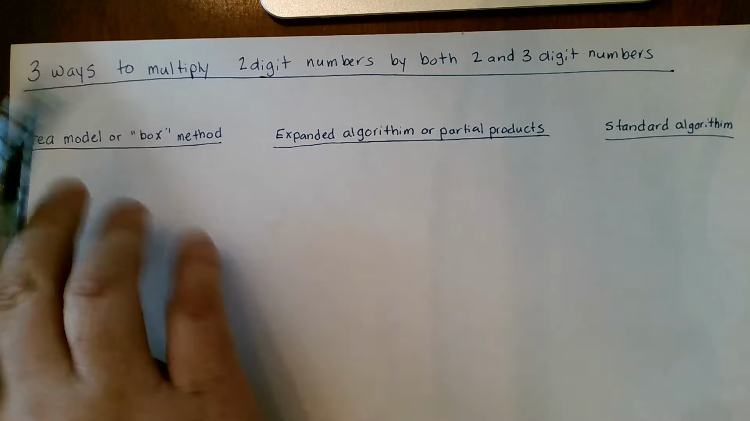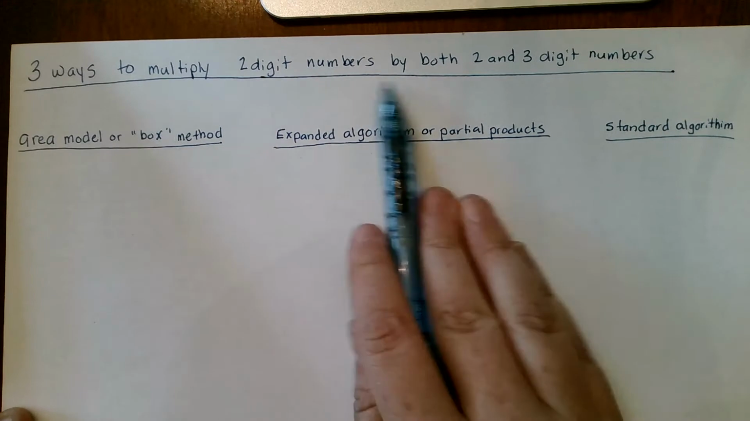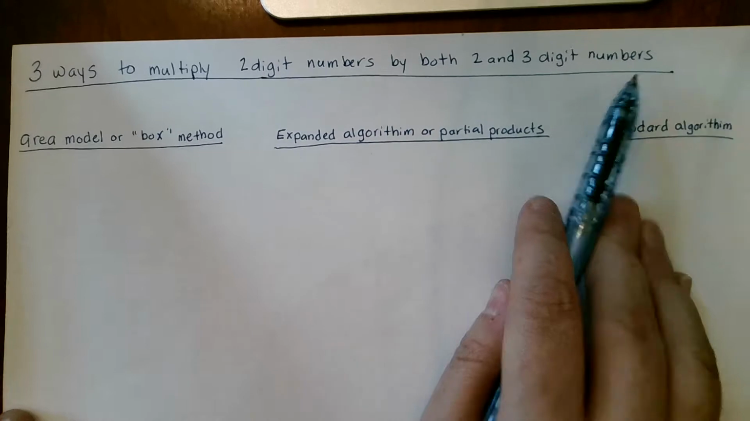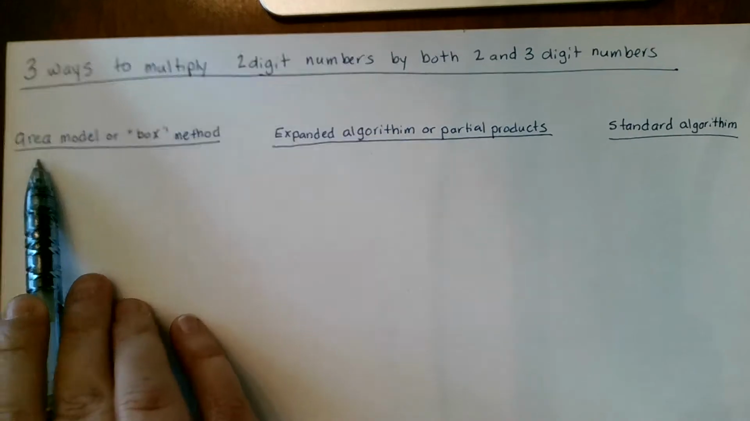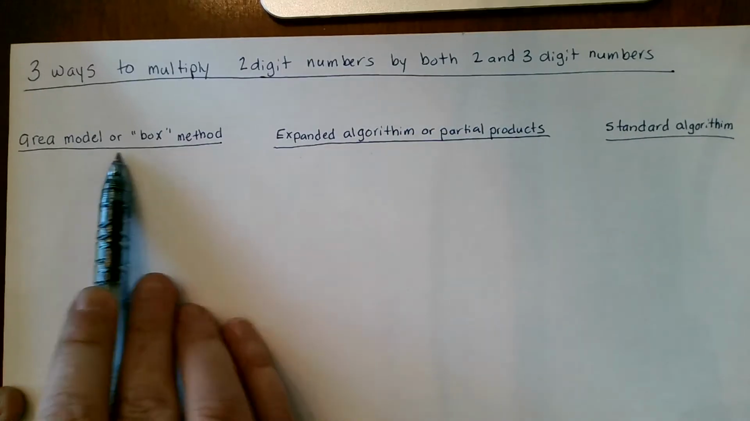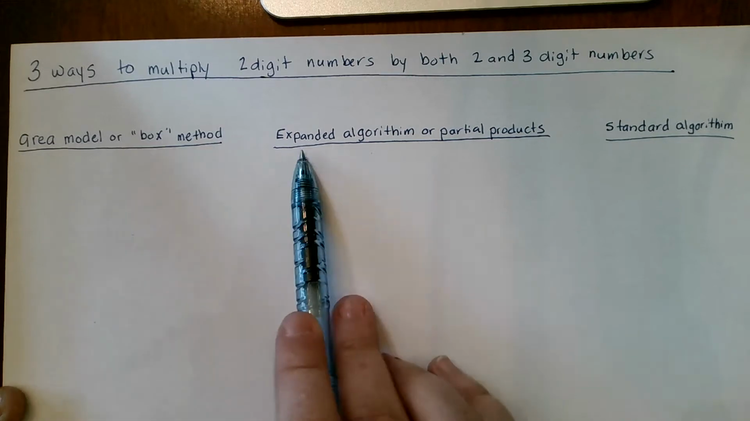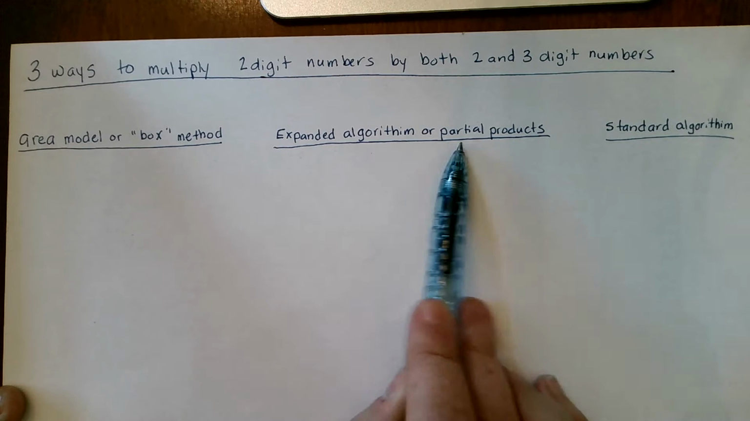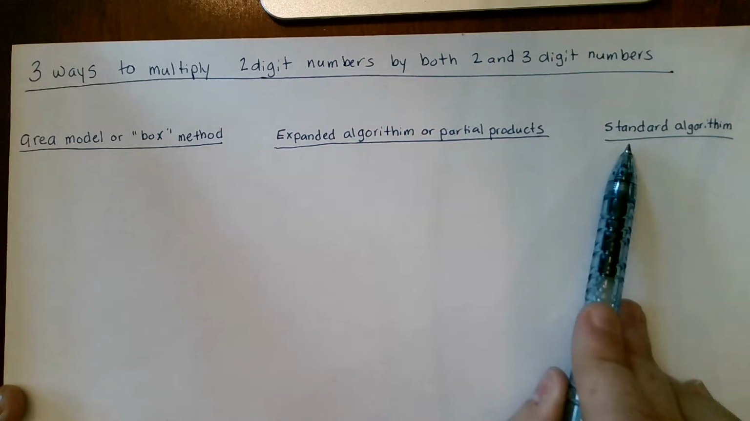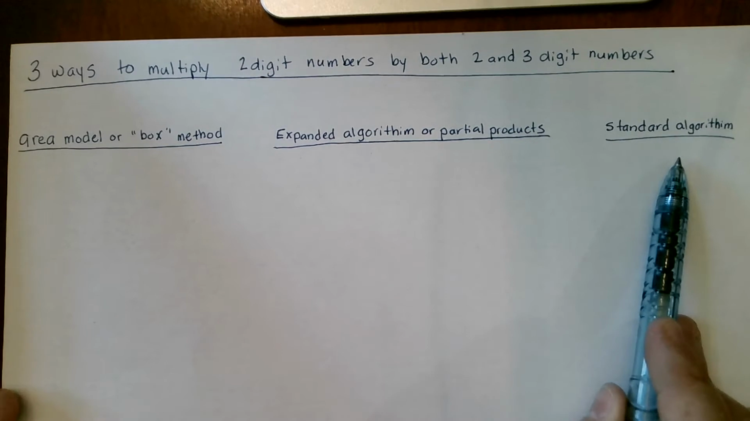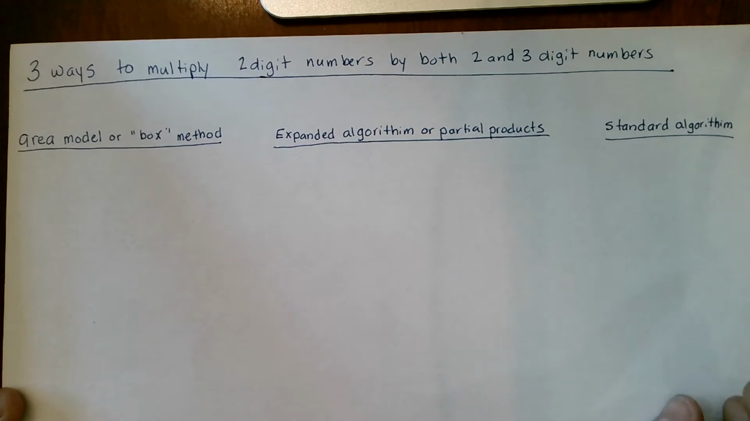So I'm going to show you the 3 ways to multiply 2-digit numbers by both 2 and 3-digit numbers. There's 3 different ways that we're going to use. We're going to use the area model or box method. They often call it the box method. We're going to use expanded algorithm, also known as partial products. And then I'm going to show you how I connect both of these to the standard algorithm that you're used to. This way you can kind of support your students.